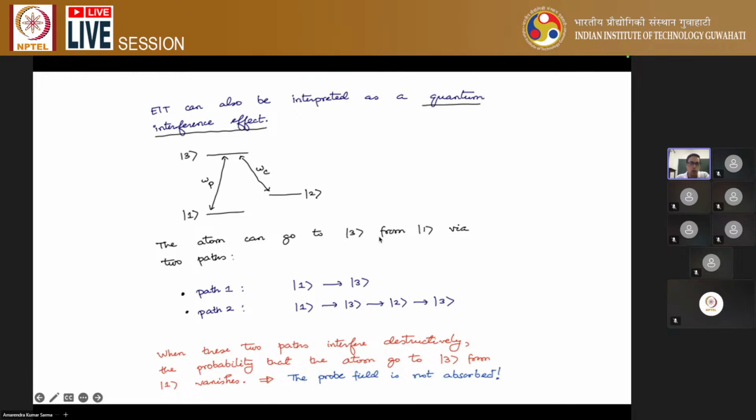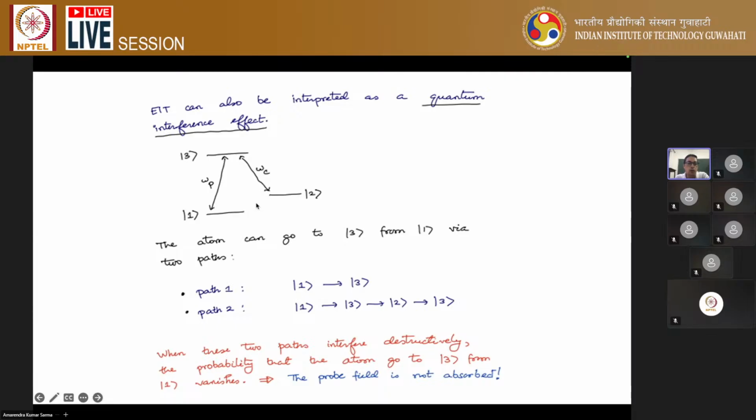Now what is happening here is that you have two paths. You see, ultimately you don't want your probe to get absorbed. That means it is going to get absorbed if the atom is going from state 1 to state 3. If you can somehow cut off this channel, then this probe can go through the medium without getting absorbed, right? So how is this done? There are two paths. You can go to this energy level 3 from this ground state 1 via two paths. One is that directly you can go from 1 to 3, and the other one is this, because you cannot go from 1 to 2 directly.